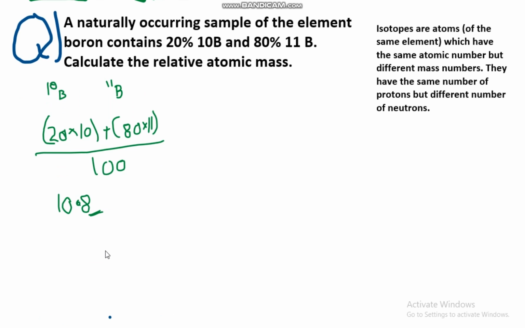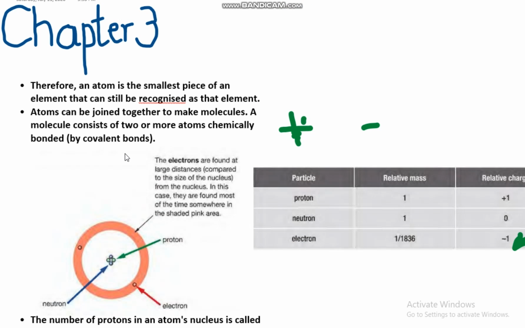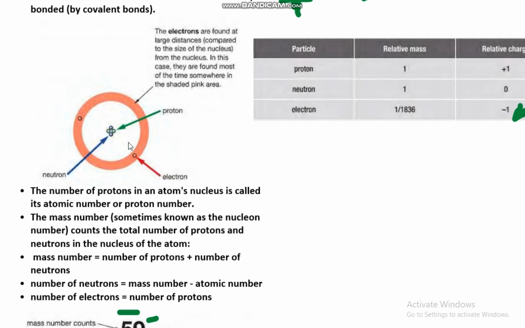And then, as I said in the beginning, the atom is the smallest part of an element which can be recognized, and then they bond together to form a molecule. This atom has a nucleus in between, which consists of protons and neutrons, and then we have electrons which are moving all around the nucleus because of the attraction, called forces of attraction.